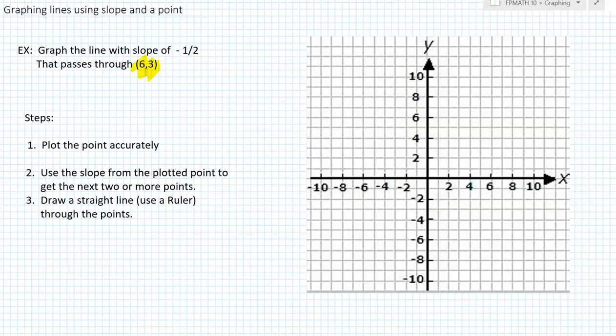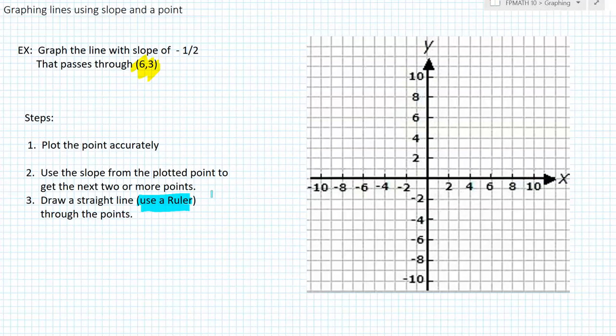And step 2, then we're going to use the slope from that point that we just plotted, (6, 3). We're going to use the slope, rise over run, to create more points, and then once we have all the points, we draw a straight line. Use a ruler right here to graph a straight line.